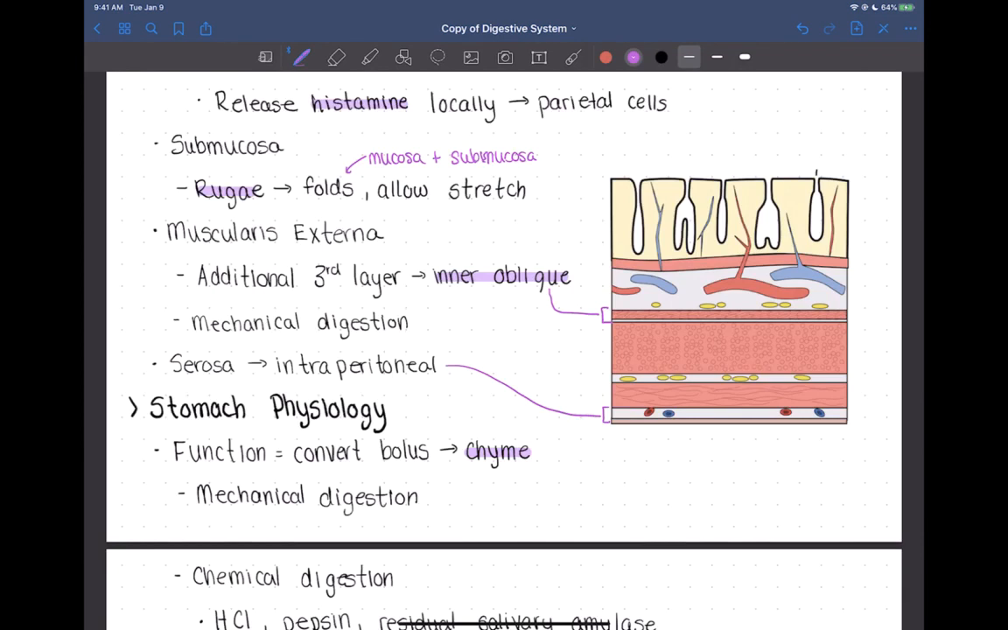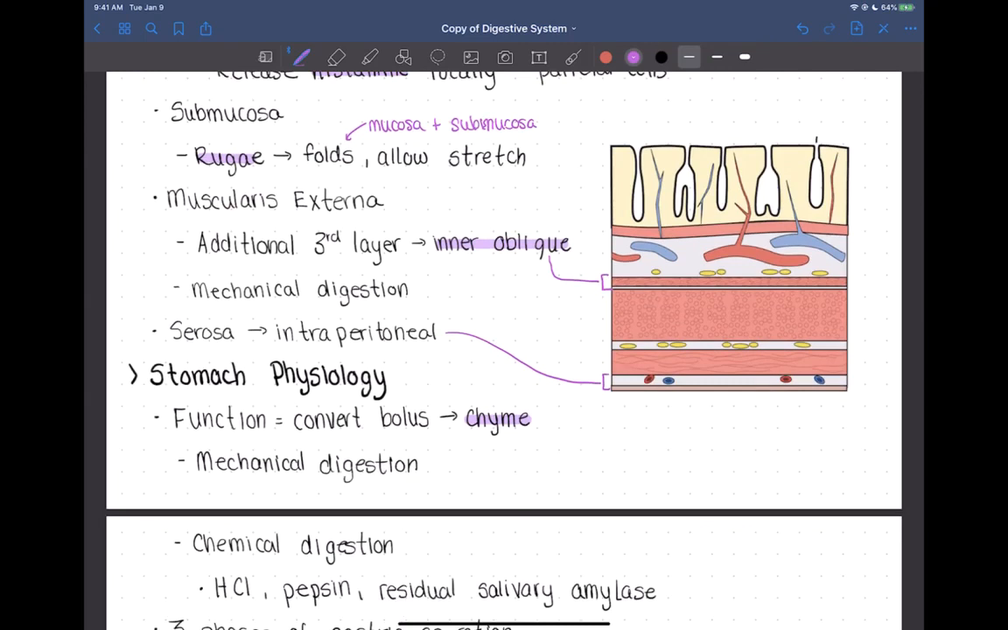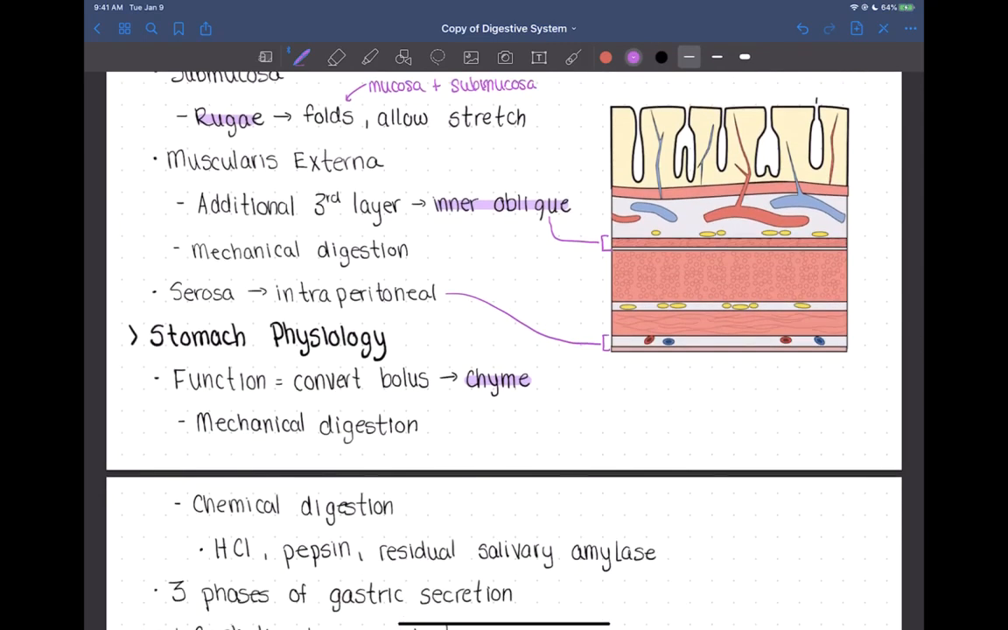Okay, so let's talk about the physiology of the stomach. The function of the stomach is to take that bolus that came from the mouth, the chewed up food mixed with saliva, and convert that into chyme. Chyme is a milky white substance of partially digested food. It's just a milky white fluid.